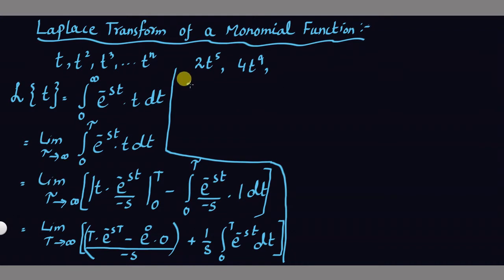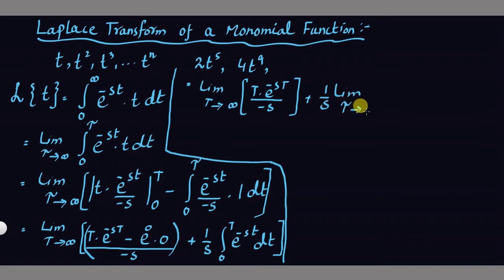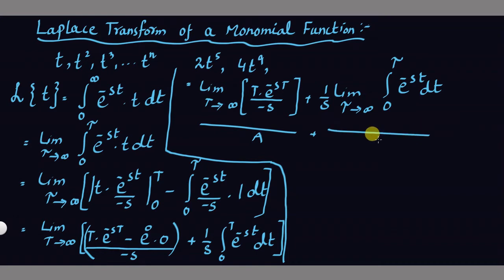Now, for further simplification, this will be tau times e raised to the power minus s tau over minus s, and the second term will be 1 over s, limit tau approaches infinity, integral from 0 to tau of e raised to the power minus st dt. Now there are two parts of this transform. This part we will call A and this part we will call B.